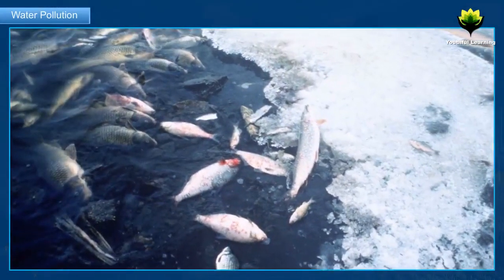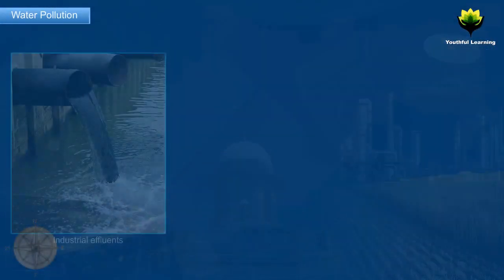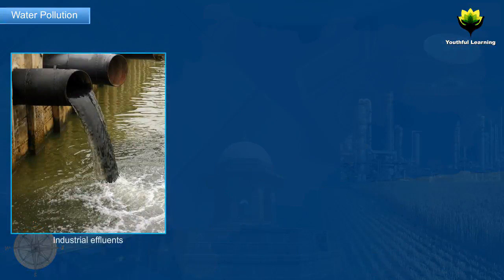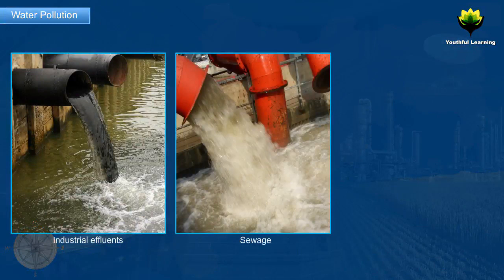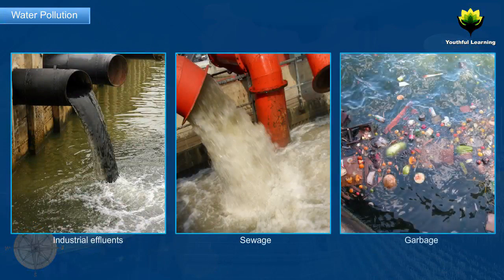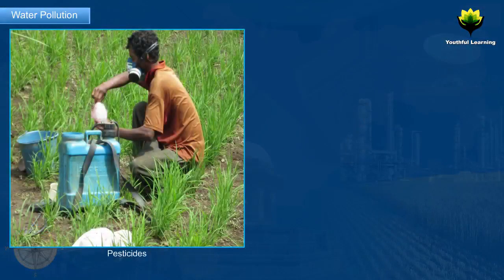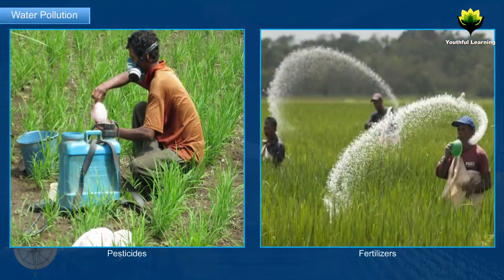Sources of water pollution include direct discharge of untreated industrial effluents, sewage, and garbage into water bodies. Pollutants can enter the water supply indirectly from soil and groundwater. For example, pesticides and fertilizers used in fields enter groundwater.